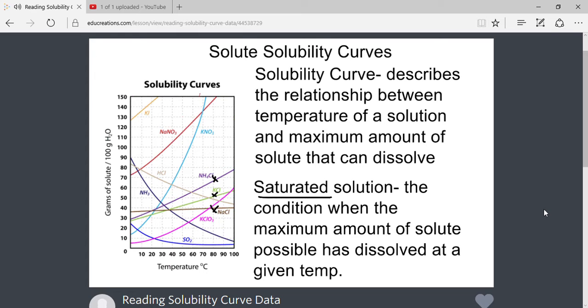What would the saturation point of potassium nitrate, or KNO3, be at 60 degrees when looking at the curve? In order to answer this, find 60 degrees and follow the line upwards till it crosses the graph for KNO3. Read across on the scale to determine the saturation point of KNO3 at 60 degrees. The saturation point at 60 degrees for this chemical, KNO3, would be 110 grams of solute for every 100 grams of water.